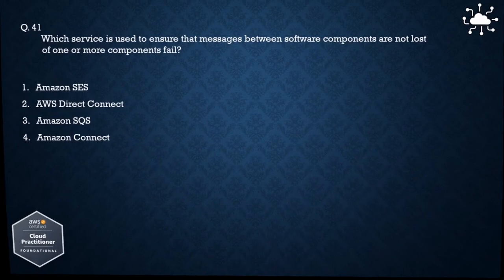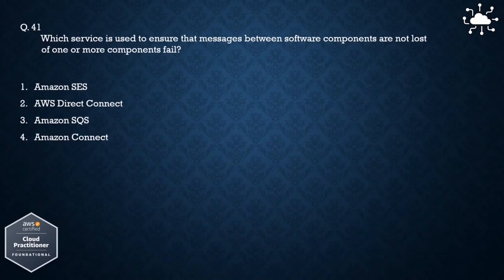Question 41. Which service is used to ensure that messages between software components are not lost if one or more components fail? 1. Amazon SES. 2. AWS Direct Connect. 3. Amazon SQS. 4. Amazon Connect. The correct answer is Amazon SQS.